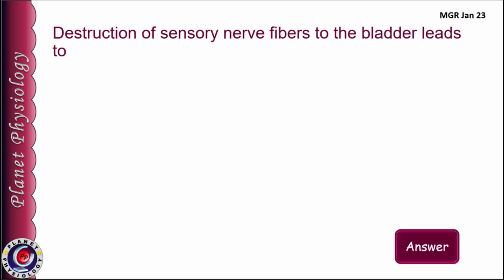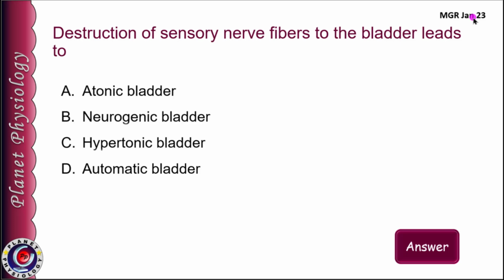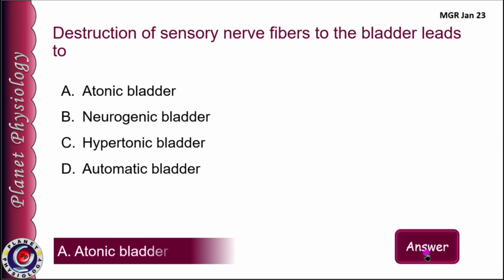The same knowledge was tested in the January 23 paper. Destruction of sensory nerve fibers to the bladder leads to: A. Atonic bladder, B. Neurogenic bladder, C. Hypertonic bladder and D. Automatic bladder. And you already know the answer.